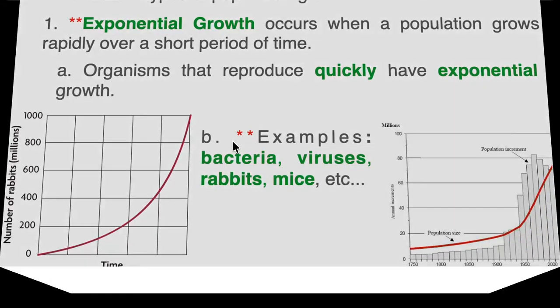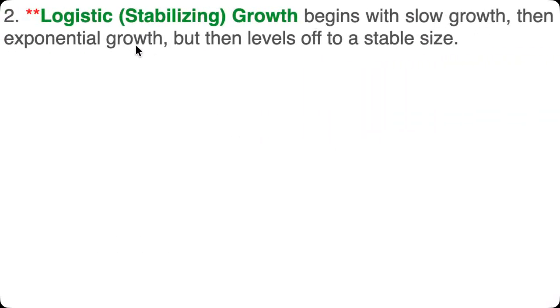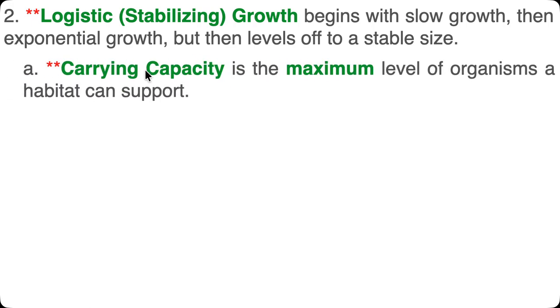What's the alternative to exponential growth? So the alternative is logistic or stabilizing growth. It's actually, again, the word logistic is logarithm. And it's where you have slow growth, then exponential growth, and then it levels off. So this is a great graph to look at because you can see kind of like how many organisms an environment can support. And we call that the carrying capacity. So it's the maximum level of organisms a habitat can support safely.